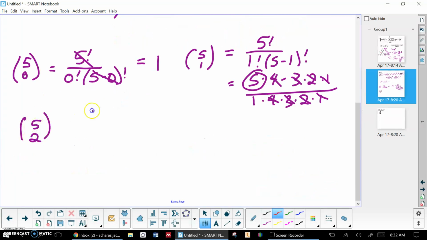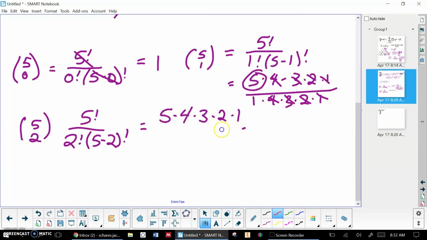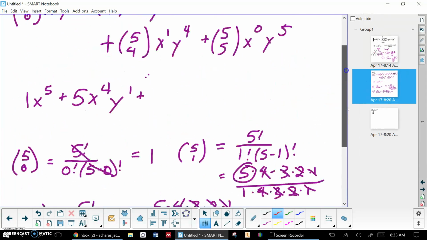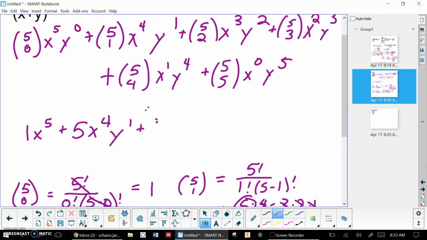5 choose 2 means we're going to take 5 factorial over 2 factorial times 5 minus 2 factorial, which is 5 times 4 times 3 times 2 times 1 over 2 times 1, which is 2 factorial. And then here we have 3 factorial, which is 3 times 2 times 1. And so again, we'll look for things that cancel out: 1s, 2s, 3s, and we have 20 divided by 2, which is 10. And so here we have 10 x to the 3rd y squared.